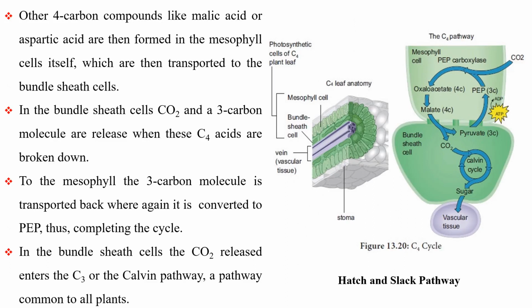Other 4-carbon compounds like malic acid or aspartic acid are then formed in the mesophyll cells itself, which are then transported to the bundle sheath cells. In the bundle sheath cells, carbon dioxide and the 3-carbon molecule are released when these C4 acids are broken down. The 3-carbon molecule is transported back to the mesophyll, where again it is converted to PEP, thus completing the cycle. In the bundle sheath cells, the carbon dioxide released enters the C3 or the Calvin pathway, a pathway common to all plants.